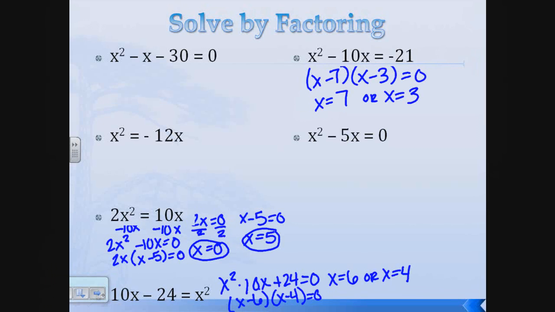Here's another GCF one, very similar to this one we did over here. So try this one, pause the video, and then see if you get the right answers. On this one, it should factor as x and x minus 5 equals 0. So your answers are x equals 0 and x equals 5.